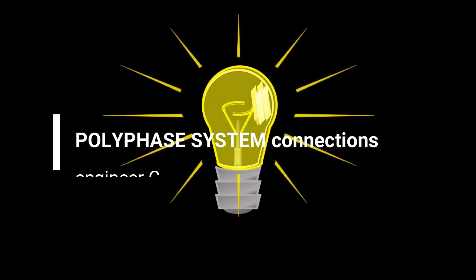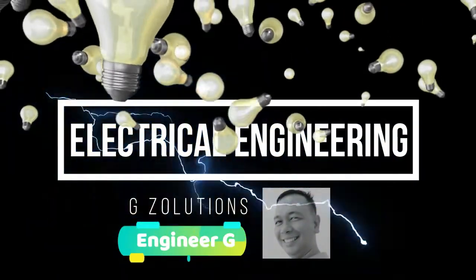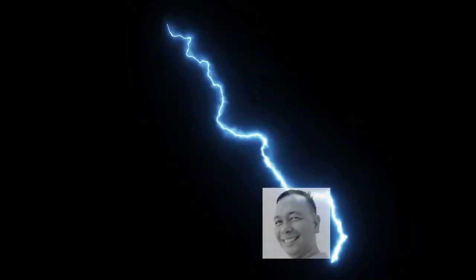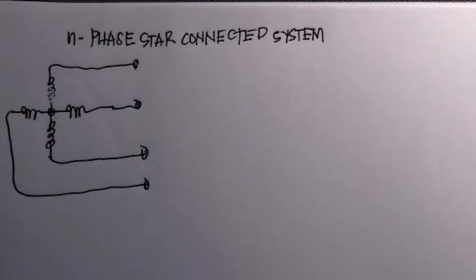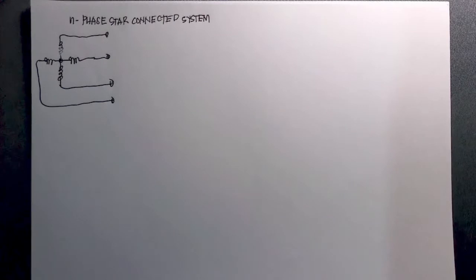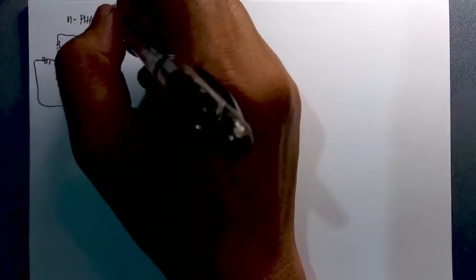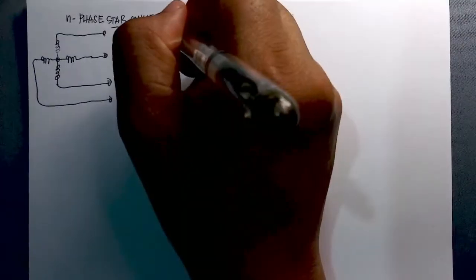Okay, so we are still in the polyphase system, and a polyphase system is actually a number of single phases. So when you multiply a single phase by n, or a certain number, it will be a polyphase system. Poly means many. Okay, so we can connect the phases in two types, like a star connection. We can connect the phases into a star connected system.